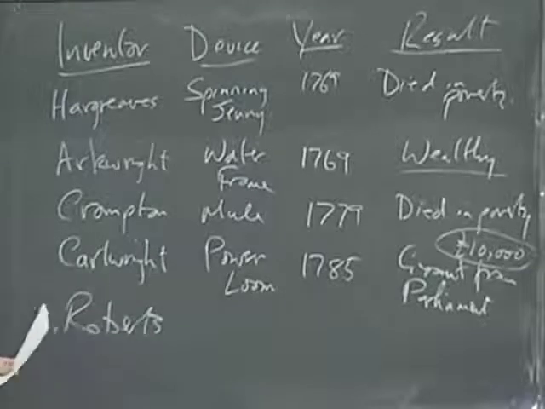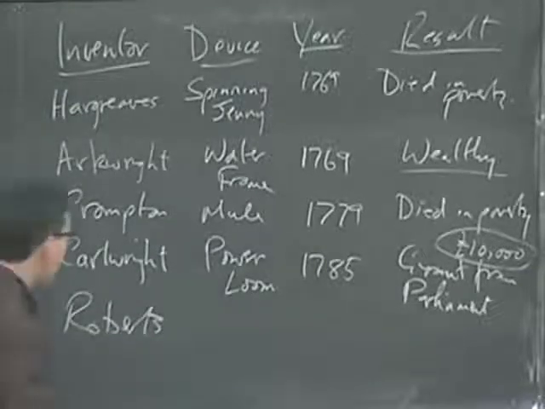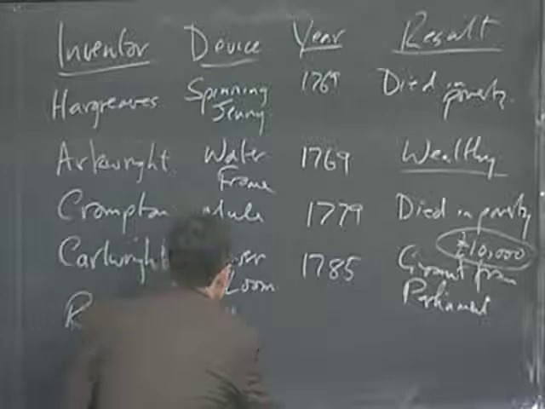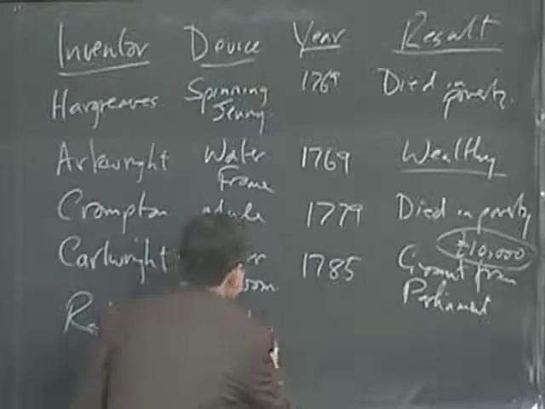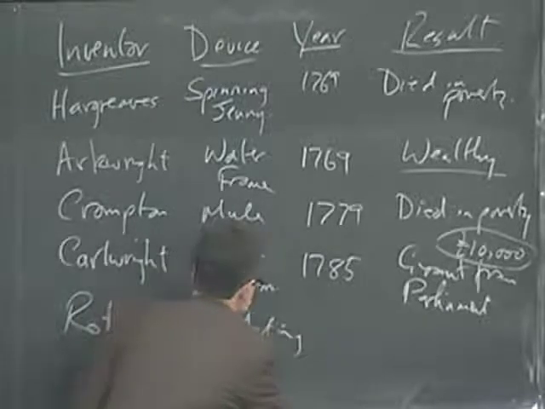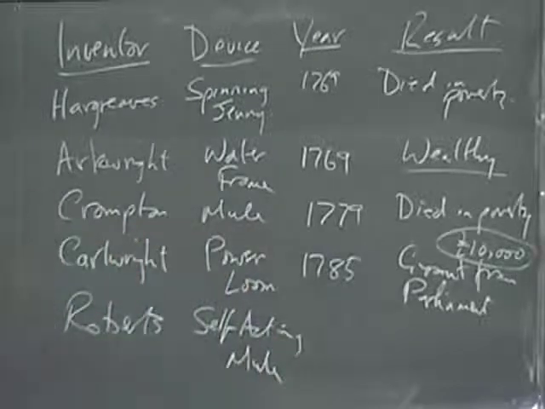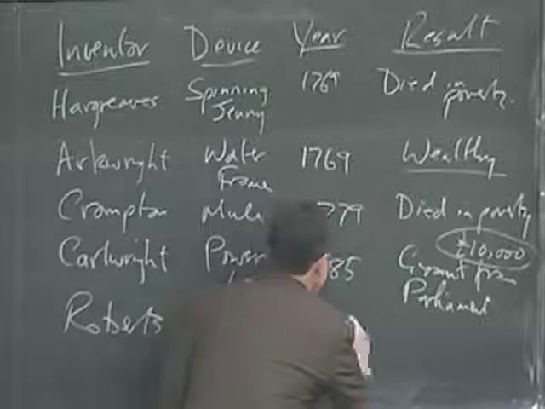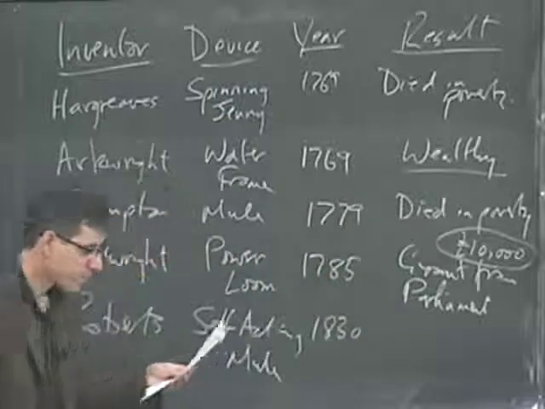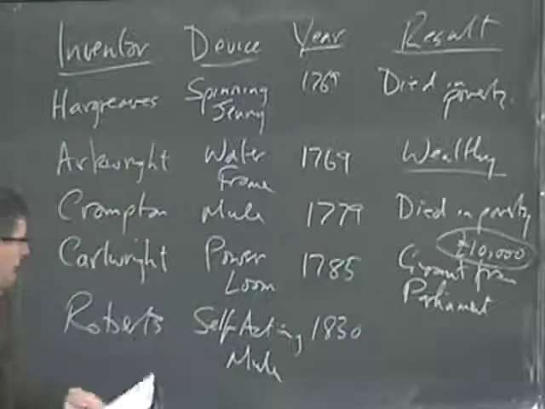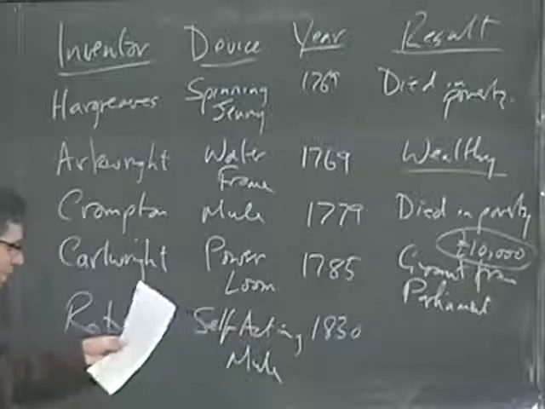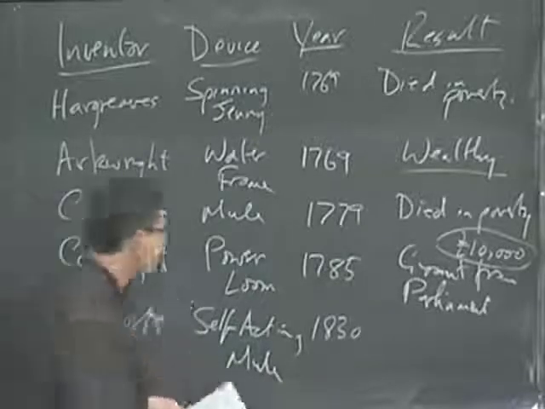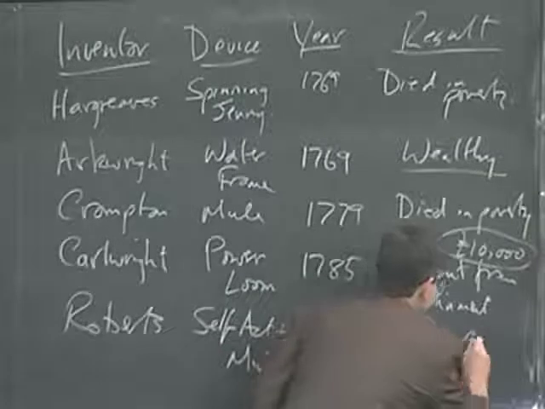So Cartwright comes in, and then the last of the great heroic Industrial Revolution innovators is a guy, Richard Roberts, and his device is the self-acting mule. That's actually introduced in 1830. And what happened to Roberts? Poverty.